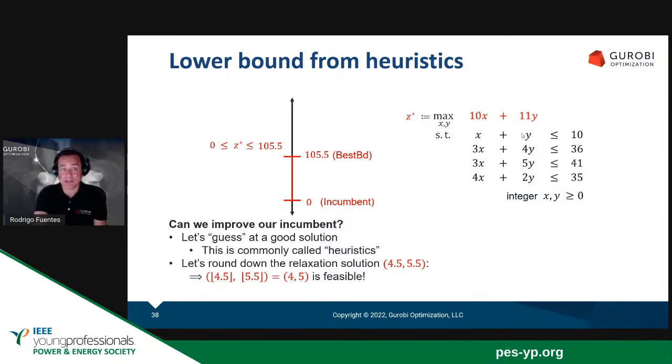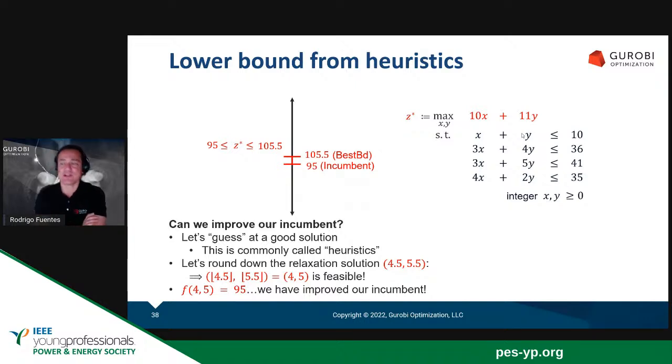So that will be our incumbent. Incumbent means best feasible solution. Since we're maximizing and our previous incumbent had an objective function value of zero, the next incumbent, which is 4 and 5, yields a value of 95, which is greater than zero, and this becomes our new incumbent. This is our new current best feasible solution. Boom. And this is a lot better. So now we know that our problem at least has a solution of 4 stools and 5 chairs, and we know that this problem cannot be better than 105.5. That's our bound of the relaxation. Okay?